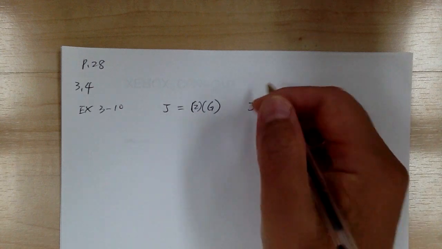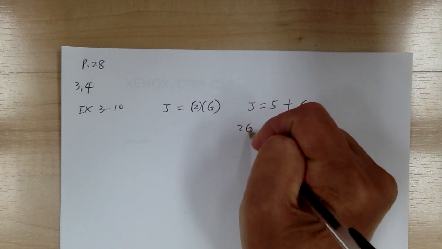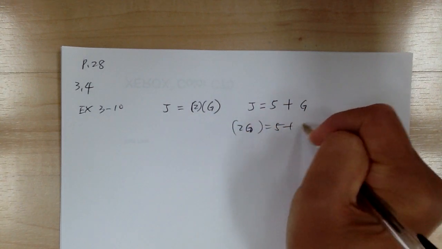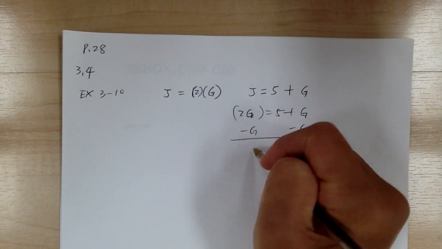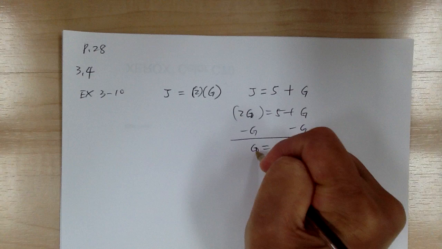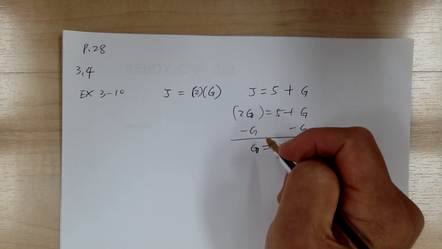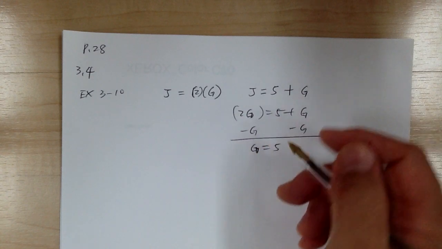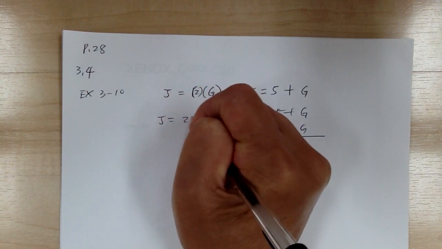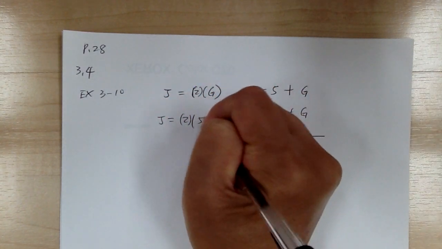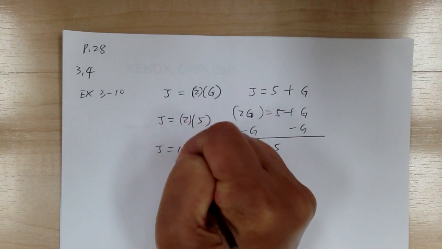So J equals 2G, so 2G equals 5 plus G, and then minus G on each side, so you get G equals 5. Then after that, go back and answer the question. It asks, how old is Johnny? So you're looking for J. So Johnny is 2 times 5. So Johnny is 10 years old.